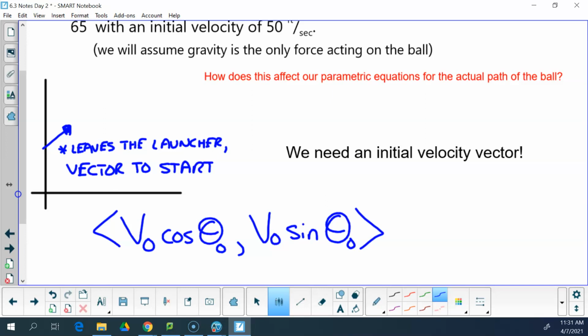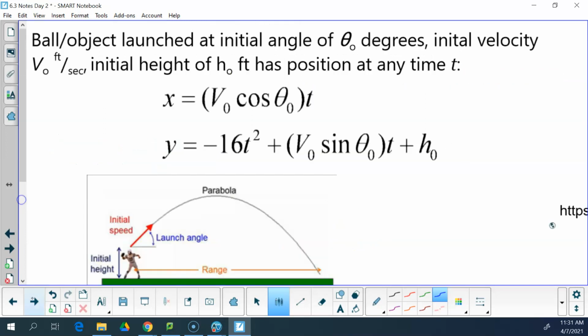So our parametric equation that we will then be using looks like this. This is the bottom of that page now. Our parametric equation for an object that gets launched from an initial height of h sub 0 with an initial velocity of v sub 0 at an angle theta sub 0, lots of sub zeros there, can be represented by that.